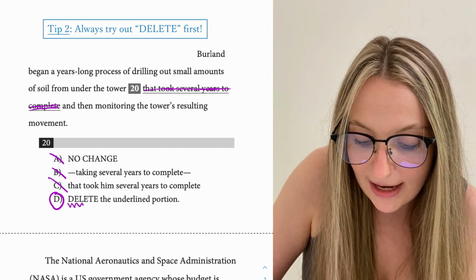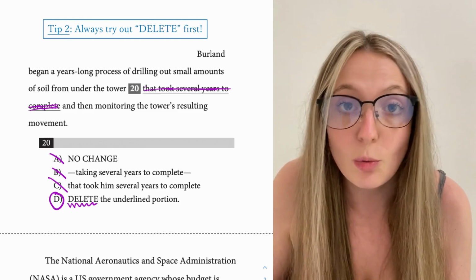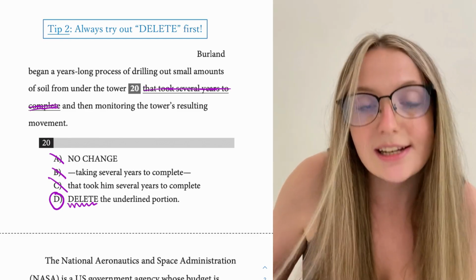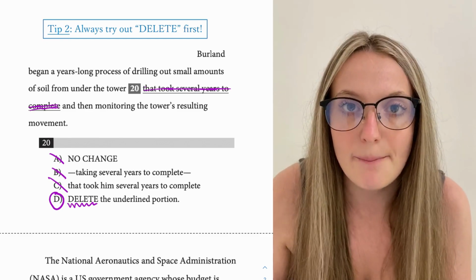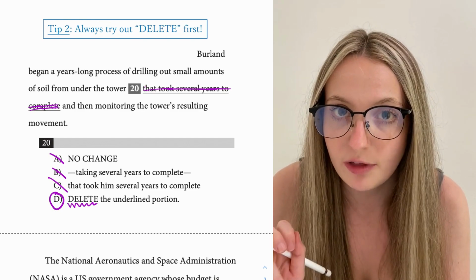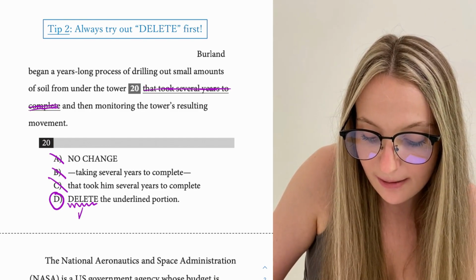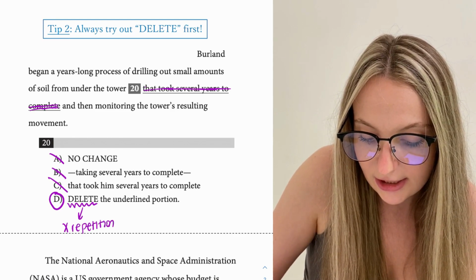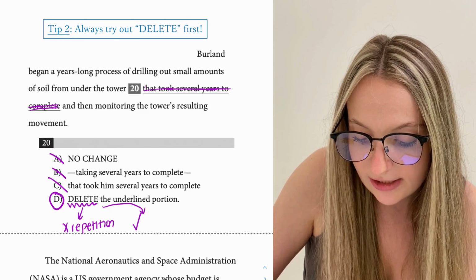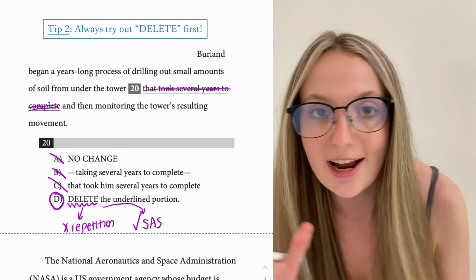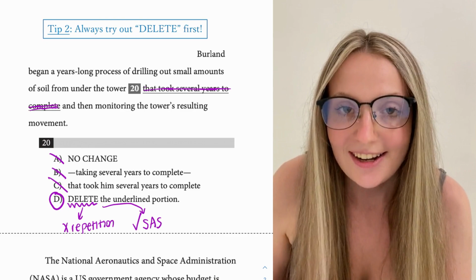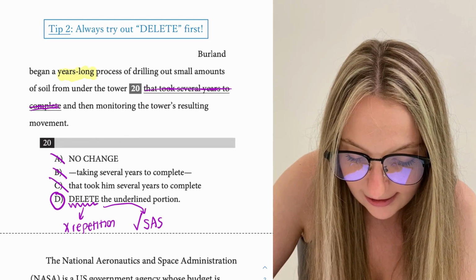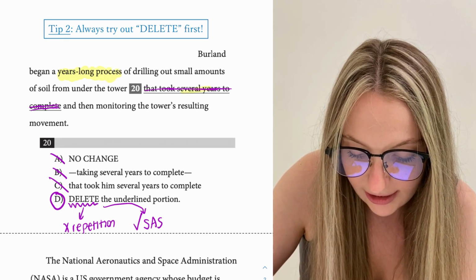So delete, many times when it's presented as an answer, will indeed be the correct answer. Again, many times, not always, because here's the thing. Deleting the underlined portion will allow us to do one of two things in many cases. The first thing it may do is allow us to avoid being repetitive, so no repetition. And the second thing it could let us do is be short and sweet, which I abbreviate as SAS, S-A-S. We could see in the sentence it said a years-long process, so there's no need to say several years again.